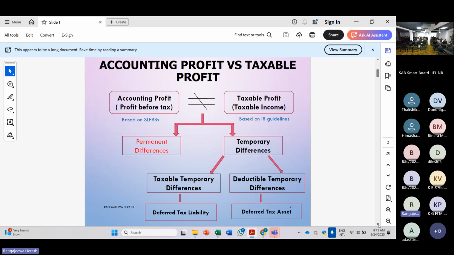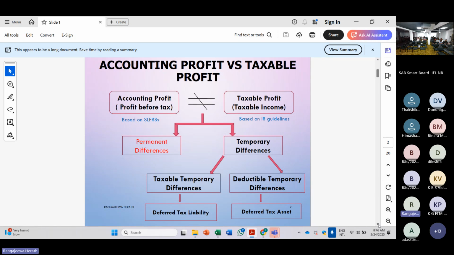Simple example: if a particular income is taxed on a cash basis. Income is taxed on a cash basis. So at the end of the year we have 5 million income receivable. In accounting, you credit that to income and debit income receivable. So your profit includes that 5 million for accounting purposes this year. But for tax purposes, it has not been received. It will be taxed in the next year when you get it in cash.